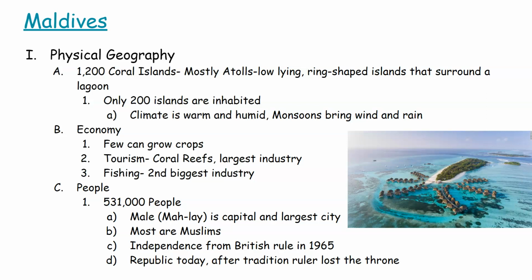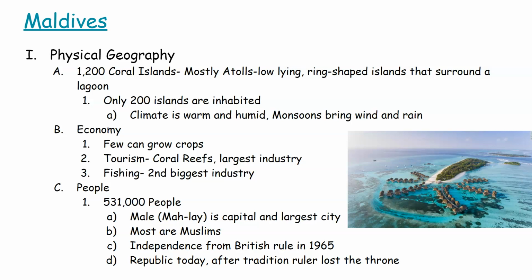Of the 1,200, you're only going to see people living on about 200. The climate here is warm and humid. They also experience monsoons, a lot of heavy rain, and of course, a lot of wind. Economically, for lack of space and rich soil, there's not a lot of crops grown in the Maldives. So the two biggest industries are tourism and fishing. You can see from the image here on the right that tourism is a big part of their economy. In fact, it's the largest industry.